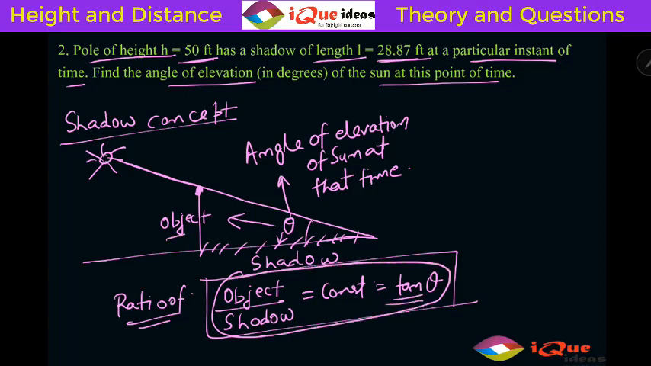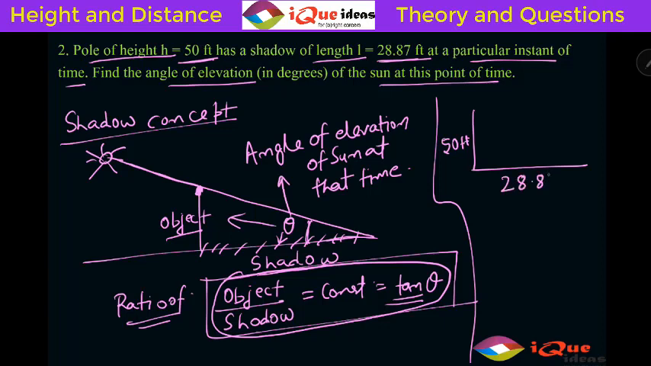So if I know the object length and the shadow length, I can find the angle. Like in this question, what does it say? It says there is a pole of height 50 feet. It has a shadow of length 28.87 feet. Let's take it smaller one. This must be the line that has a ray of sunlight, and this angle must be the angle of elevation of the sun.